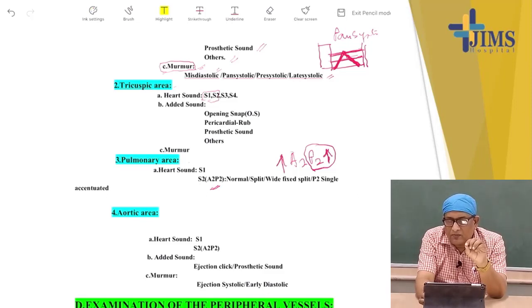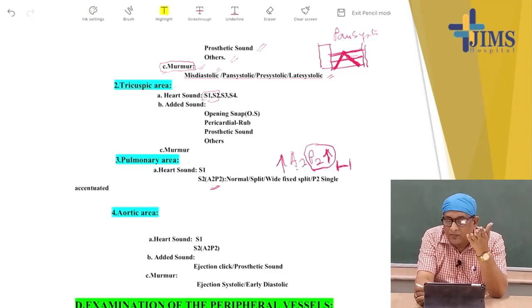In this way, sometimes you may have a guess whether it is A2 accentuated or P2 accentuated. Then you have to find out what is the gap between these two. So there is a gap between A2 and P2. Normally the gap is variable. In inspiration, the gap widens and in expiration the gap closes. So it is variable during inspiration and expiration.